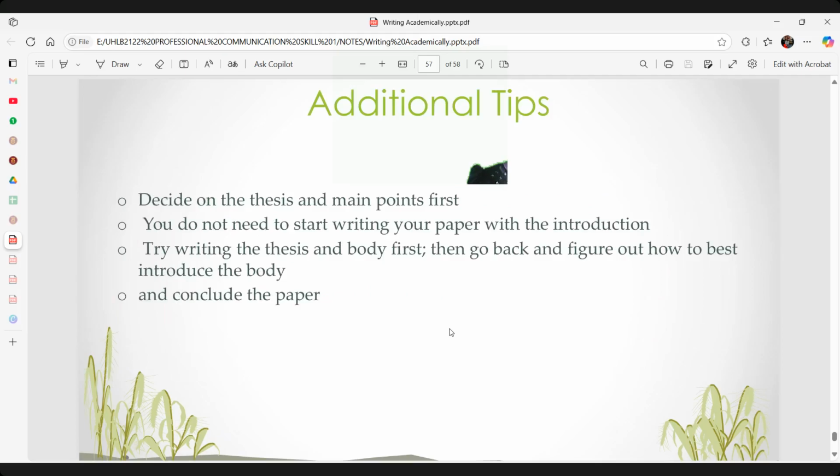Right, additional tip: decide on the thesis and main points first. I think this has been sorted out last week. You do not need to start writing your paper with the introduction. This is something that I learned from my colleague. We are going to start writing our report from the body paragraph, not the intro or the conclusion. Try writing the thesis and body first, then go back and figure out how to introduce the body. So this one, people, is what we are going to do for our class.